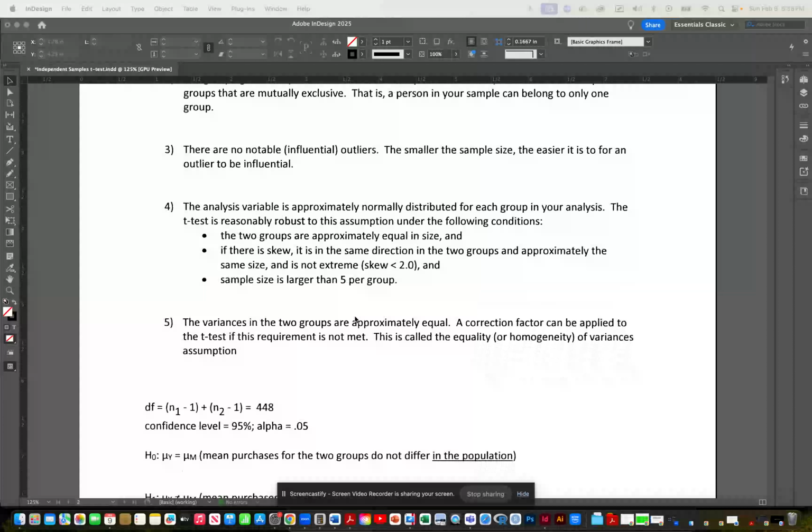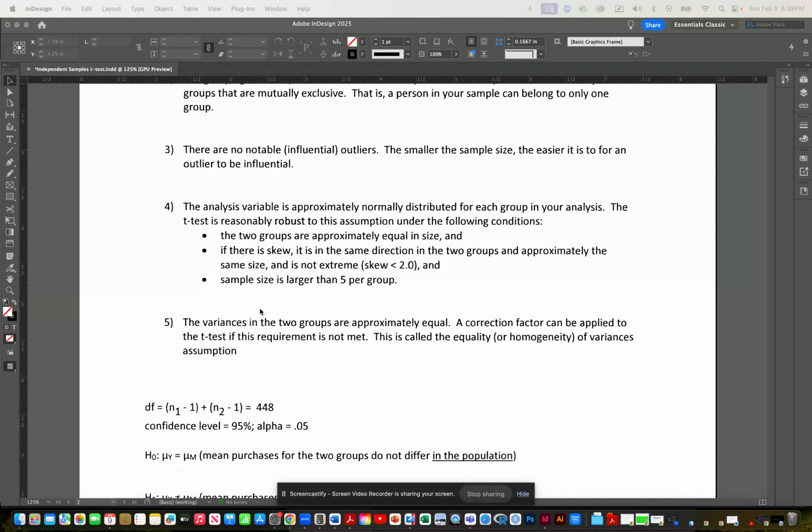All right, number 5, the variances in the two groups are approximately equal. Variance, if you recall, is the distribution of your data. Is it spread out or is it closer? If it's spread out, then we consider that a large variance. If it's closer together in clusters, then that would be small. It doesn't matter in the t-test whether it's big or small. They just have to be approximately equal. And really, this one's not a big deal either, because if that's not the case, we can do something else.